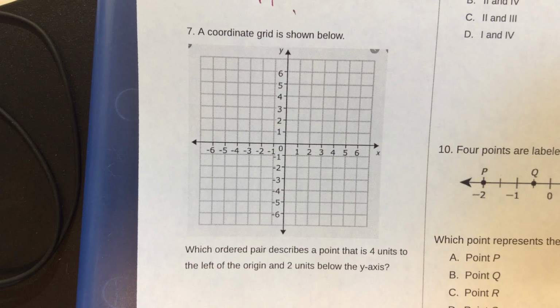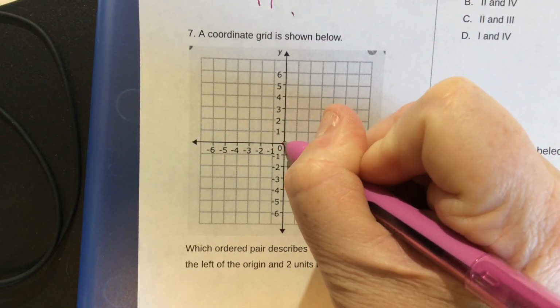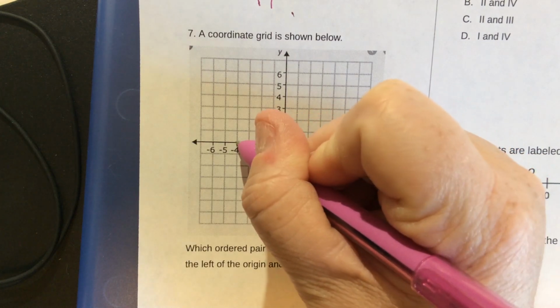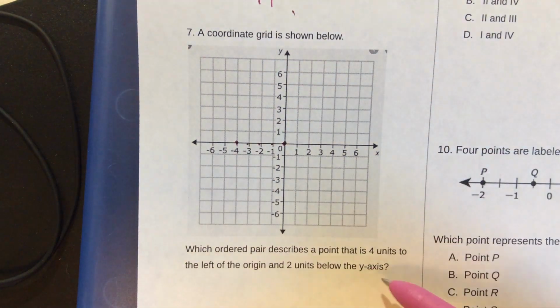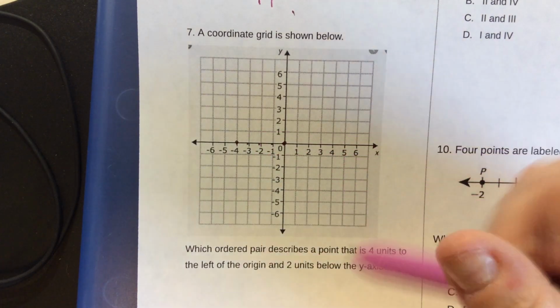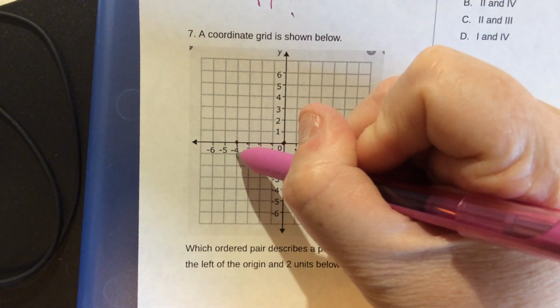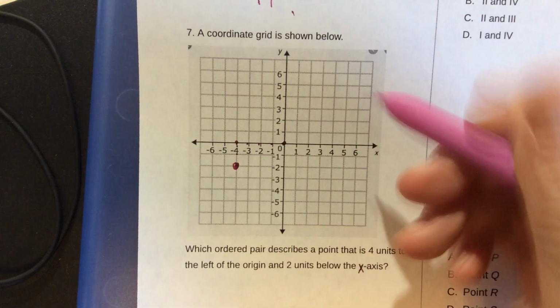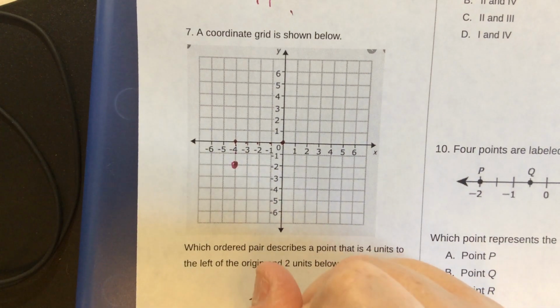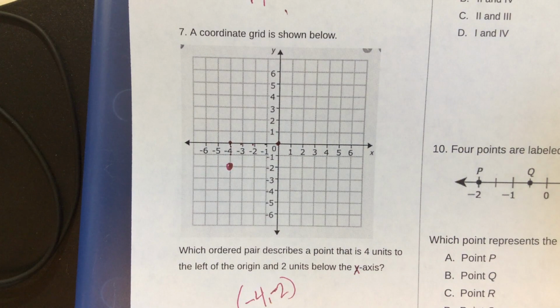A coordinate grid is shown below. Which ordered pair describes a point that is 4 units to the left of the origin? So I'm going to go, here's my origin, I'm going to go left 4. 1, 2, 3, 4. And 2 units below the y-axis. Oh, it should be below the x-axis. I'm so sorry. Okay, 2 units below. So 1, 2. So we're going left and down. -4, -2. Okay?